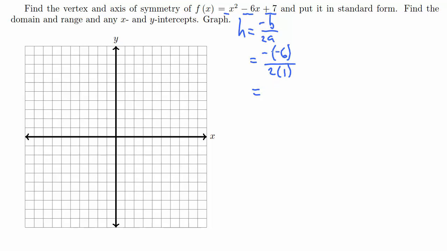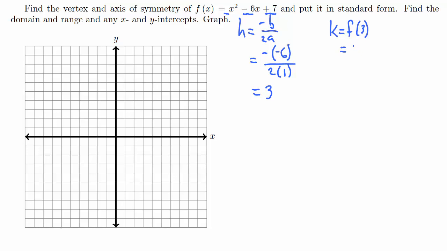Simplifying, the opposite of negative 6 is positive 6. 2 times 1 is 2, so 6 divided by 2 is 3. That means that the x-coordinate of the vertex is 3. Now, to find the k value, or in other words the y-coordinate, you just have to find f of, in this case, 3.